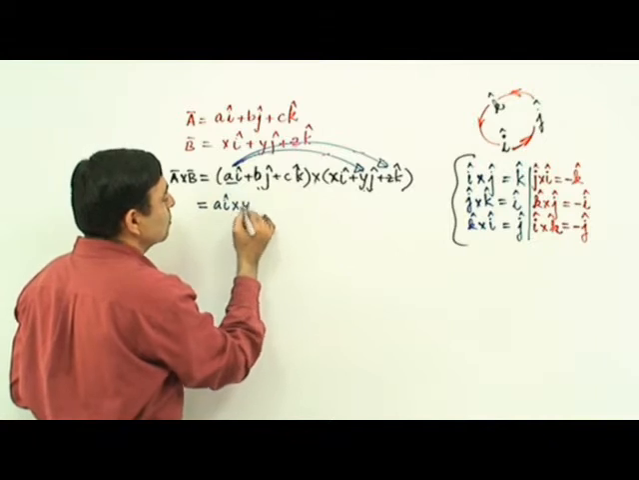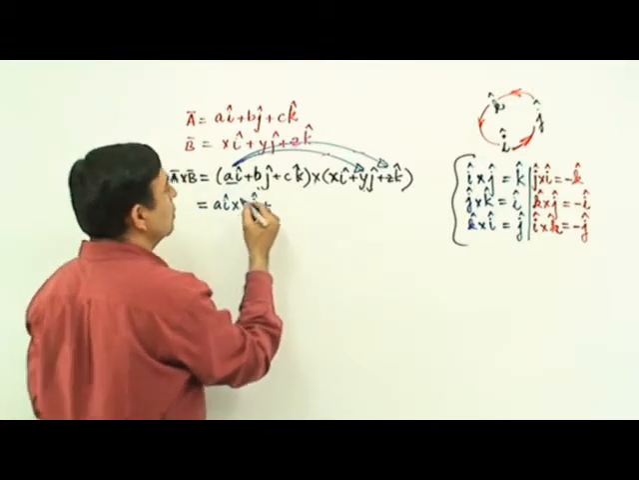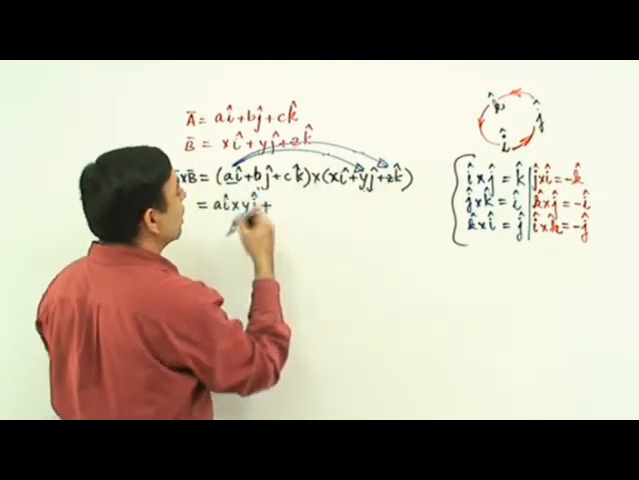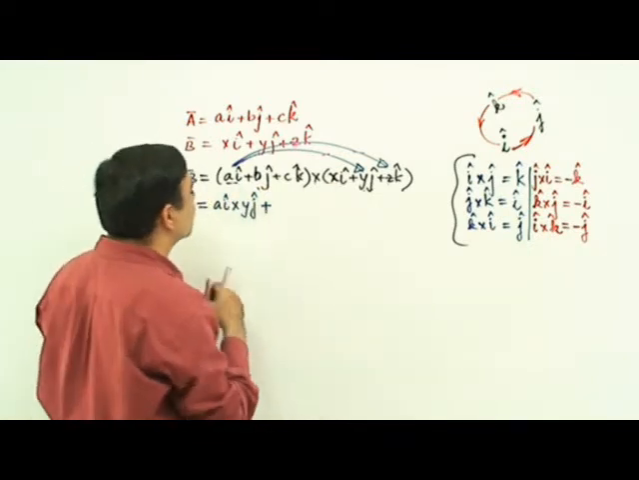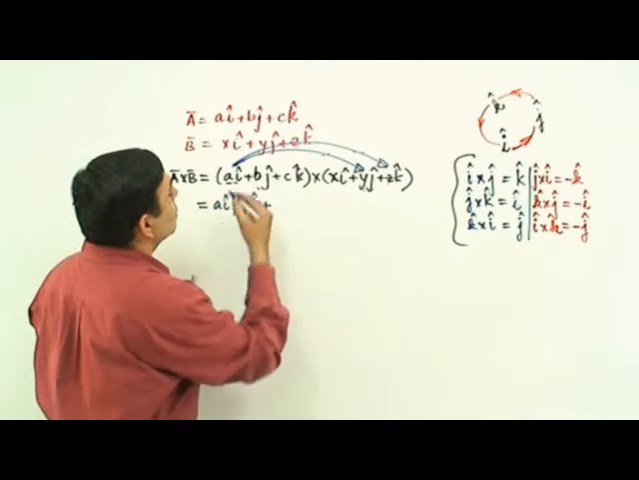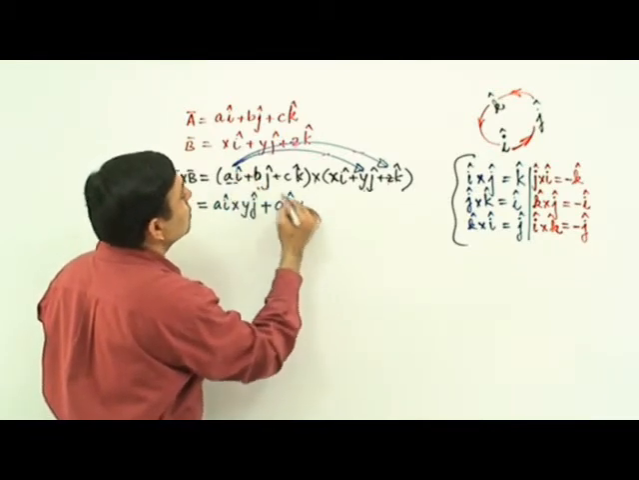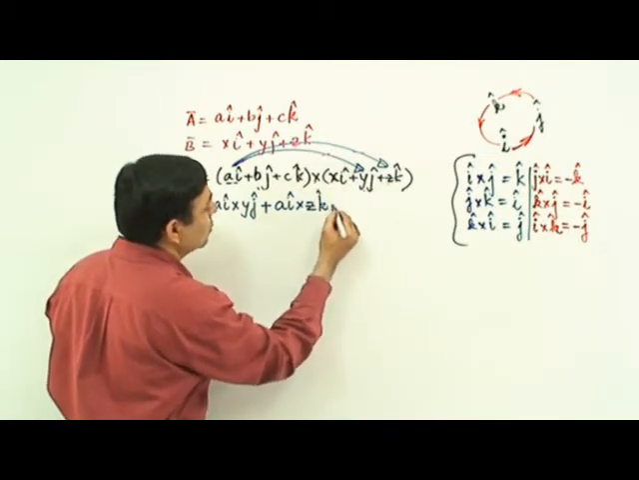Okay. Next, plus ai cross this term. We are not taking ai cross xi because i cross i is 0, we know that, fine. So then this same ai cross this term, I'm doing in a very systematic and step by step fashion.